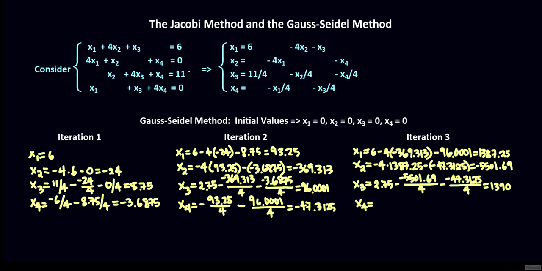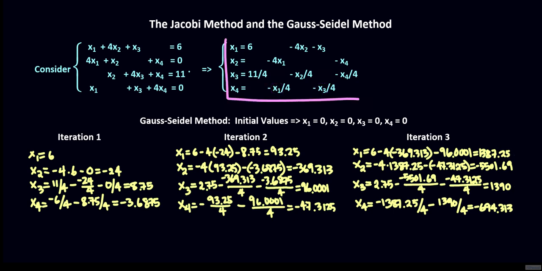X sub 4 will be minus x sub 1 divided by 4. X sub 1 is now 1387.25. Minus x3 divided by 4. x3 is now 1390. So that x sub 4 will be minus 694.313.